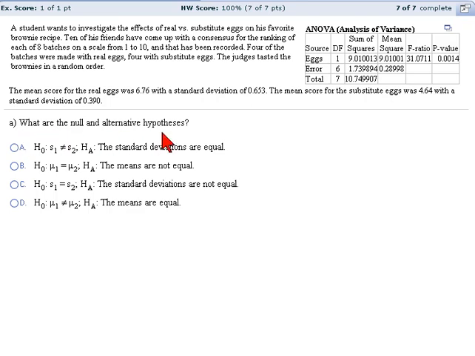It says, what are the null and the alternative hypotheses? Now when you're doing an F-test, of course the null is that the means are equal, and the alternative is that they are not equal. So that would be B.